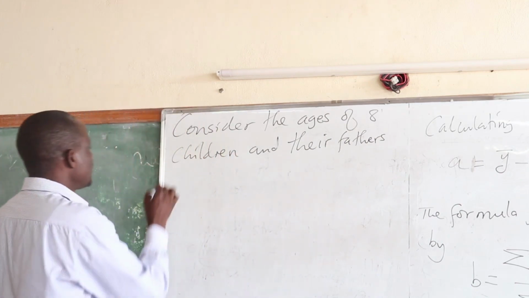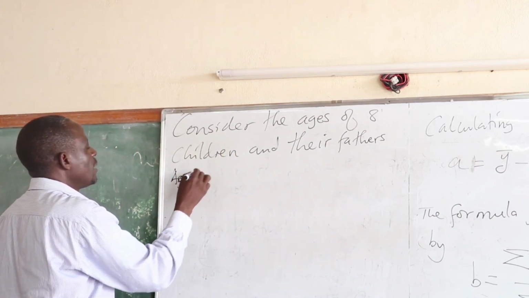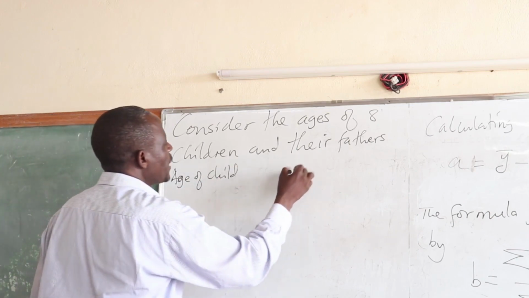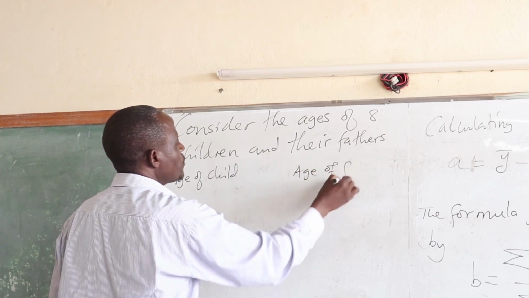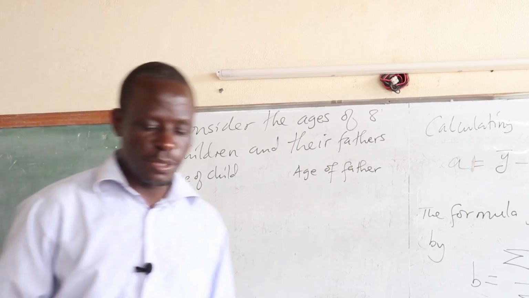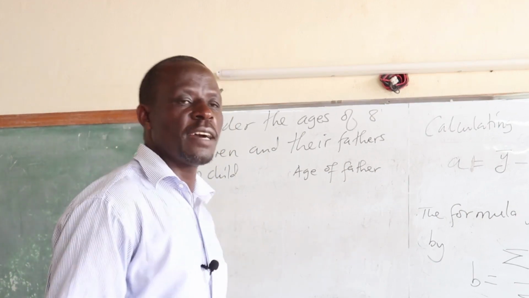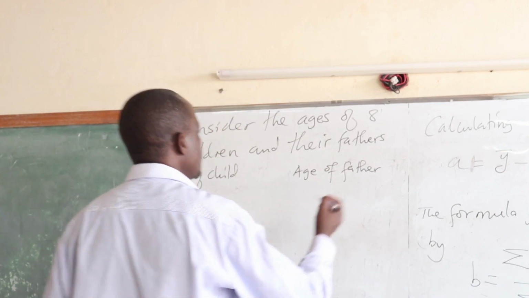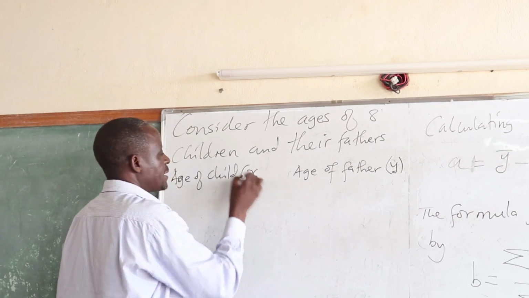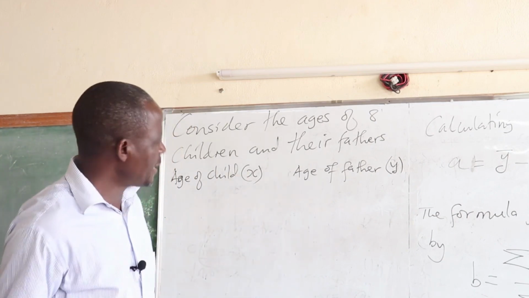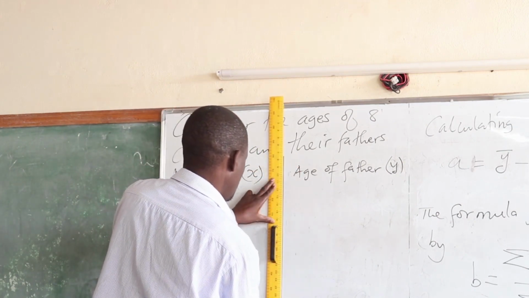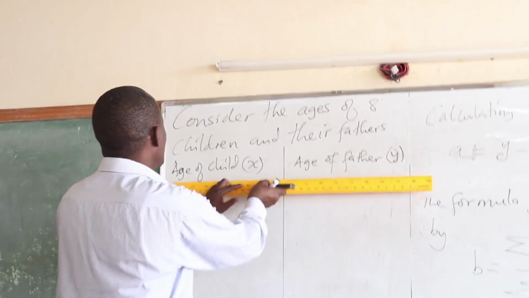So in this particular case, we are going to have the age of the child, and the age of the father. We would like to find out whether there is a linear relationship between the age of the father and the age of the child. So we will take the age of the father as y and the age of the child as x. For each and every value, this is what we're going to have.